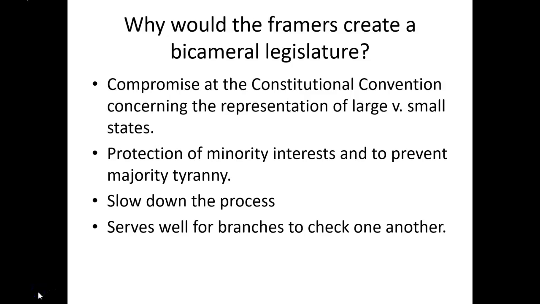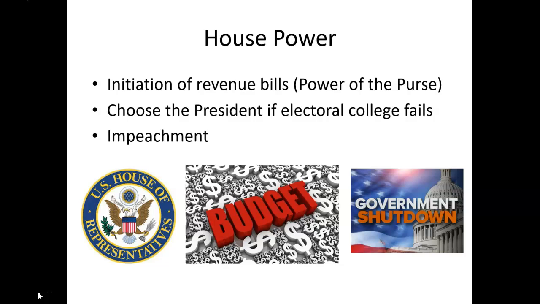However, where Americans tend to get most frustrated is when certain programs are not funded because Congress can't agree or compromise. Let's take a look at some of the exclusive powers of the House and the Senate. First, let's take on the House. The House is able to initiate revenue bills, so all money bills have to go through the House first. They call this the power of the purse.